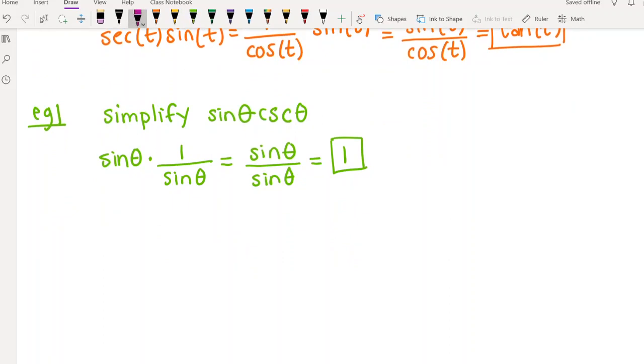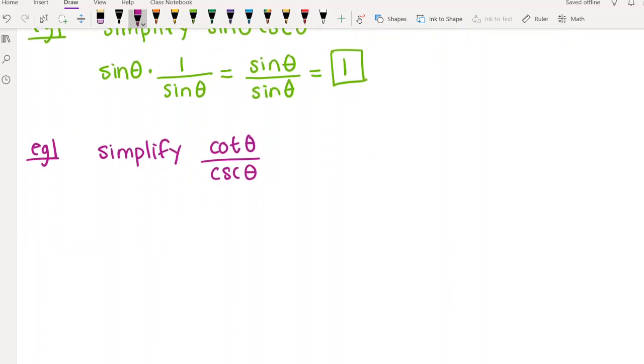Okay, let's do a couple where we're now dividing. Let's start with cotangent of theta divided by cosecant of theta. Sorry, I should have said, I just want to be consistent here, so I'll say simplify cotangent over cosecant.